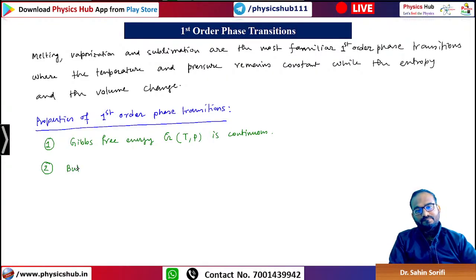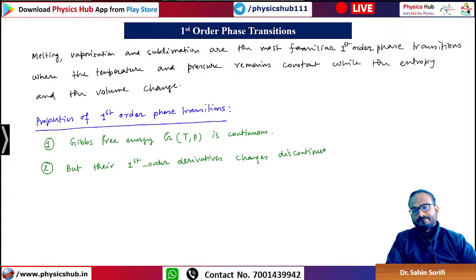But their first order derivatives change discontinuously. G is a function of T and P. So when you talk about the first order derivative, it may be del G by del T or it may be del G by del P.